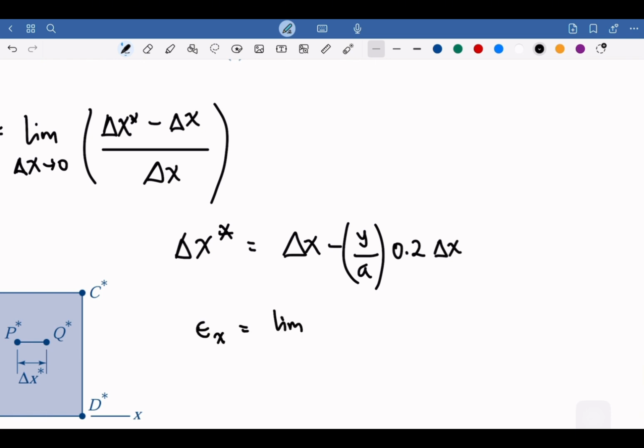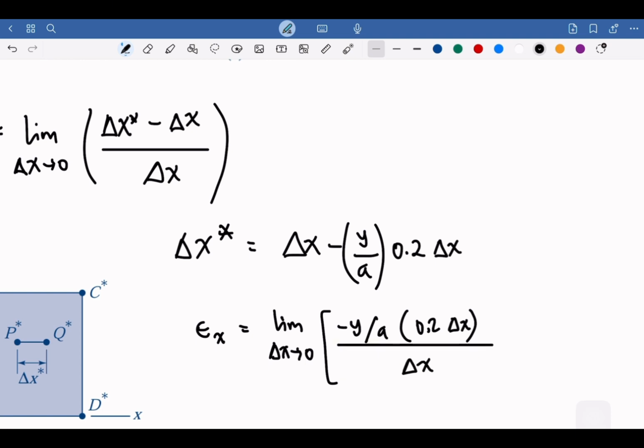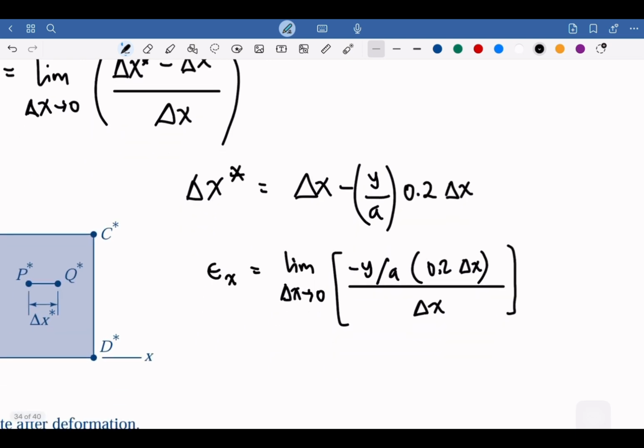Okay. So the strain will be the limit as delta x getting 0 of the delta x. Since delta x asterisk is delta x minus this statement, then this will be canceling the delta x. So this will be negative y over a, 0.2 delta x over delta x. And we can see that we can cancel delta x. So the strain will be negative y over a, 0.2.